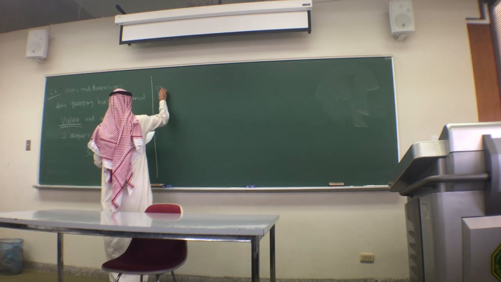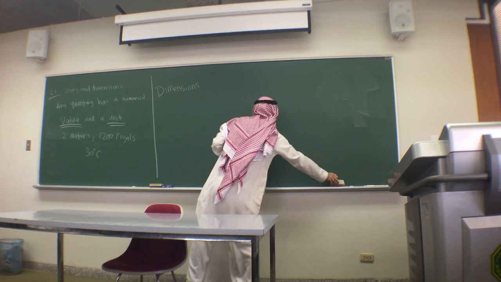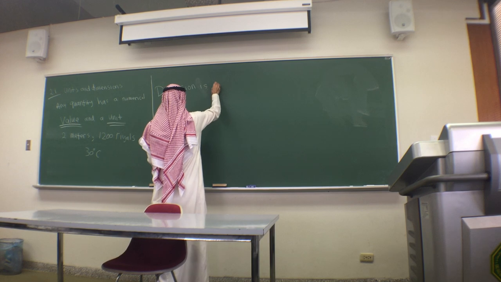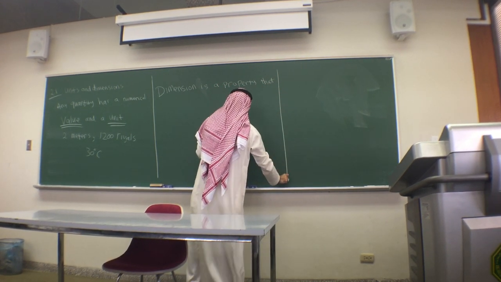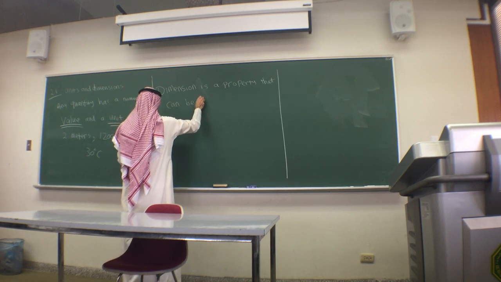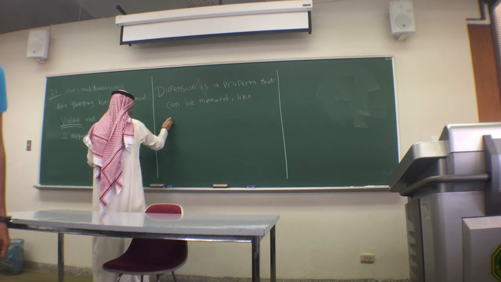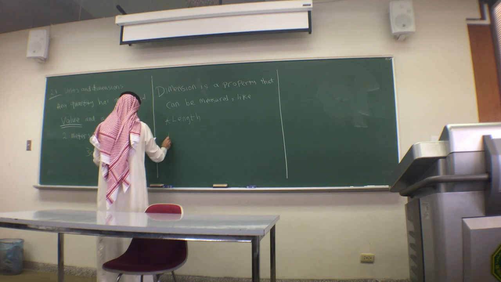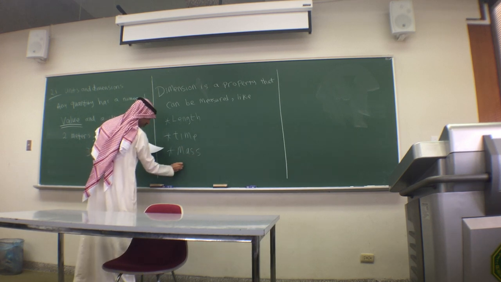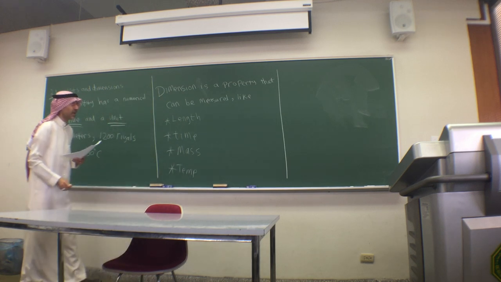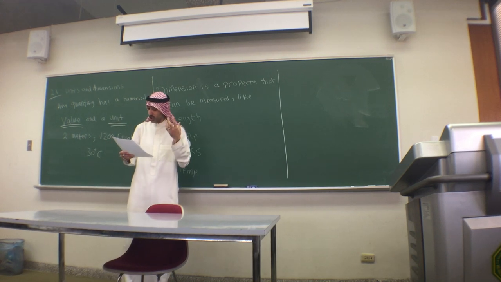Now, dimension. Dimension is a property that can be measured, like length, time, mass, temperature. How do we call them? Dimension. So dimension, what is it? It is something that can be measured. You can measure it. We call it dimension.